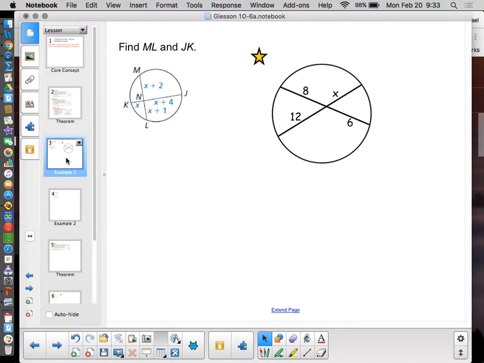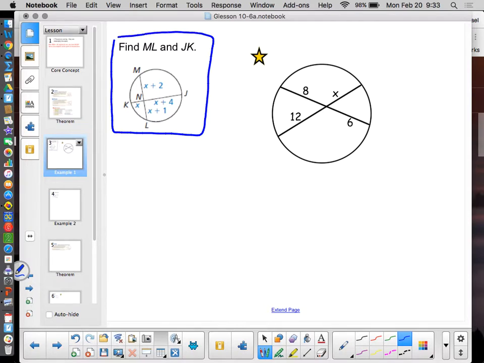So, very simply, we set up and solve equations based on this. First example, we're going to find ML and JK. Well, we set up our equation here. Our point of intersection is N. So it's going to be NJ times what other segment? It has to be along the same line, so NK has to equal NM times NL.